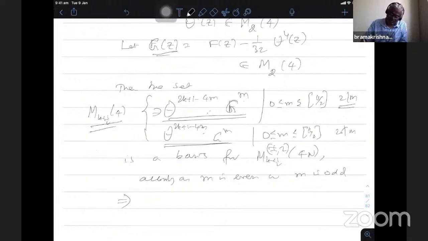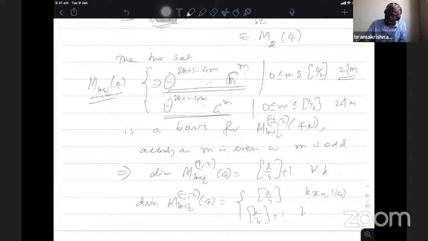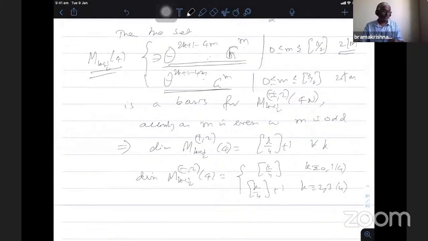This implies the dimension of M k plus half plus comma 2, 4 is the integral part of k by 4 plus 1. This is true for every k. In the case of minus, there are two cases: the integral part of k by 4, where k is 0 or 1 mod 4. We have k by 4 plus 1 when k equals 2 or 3 mod 4. So therefore, the dimension is explicitly determined in the case of n equal to 1. So one can also get the space orthogonal to this one, which is a new form space, one can do, because I know the dimension of the plus minus 2 eigenspace.